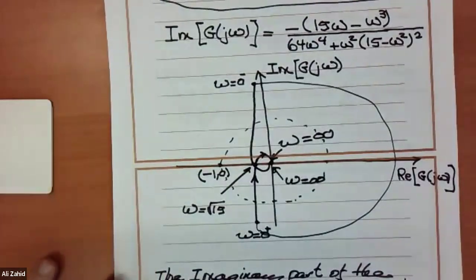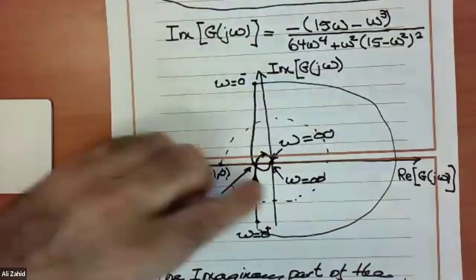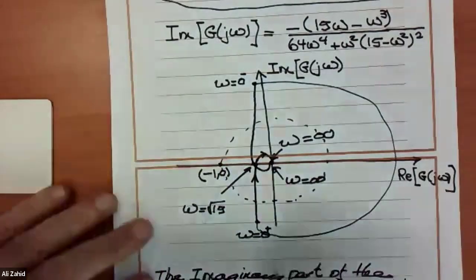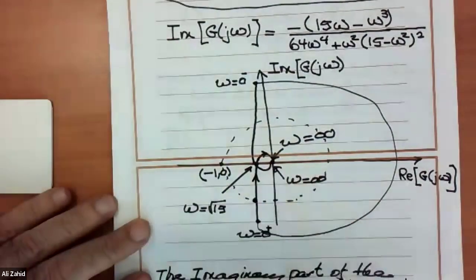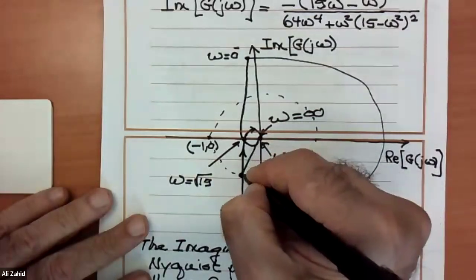Are you following me so far? Is this a unit circle? What is the magnitude here at this omega? 1. Show it to me. Where is the vector? From the origin to that point.